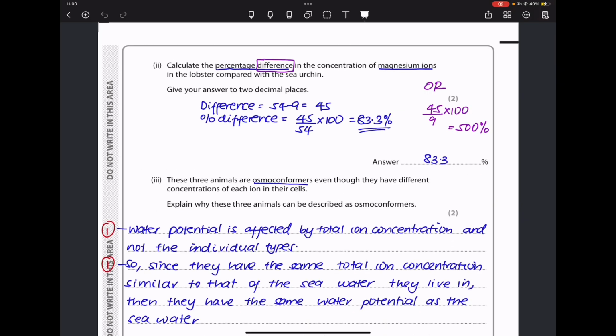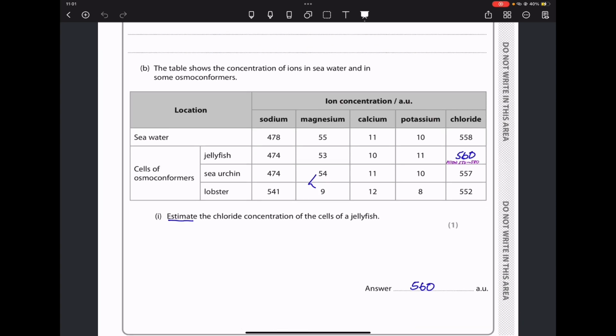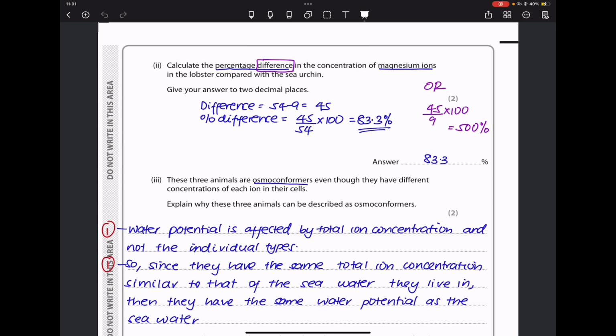Next, they say calculate the percentage difference in the concentration of magnesium ions in the lobster compared with the sea urchin. And they want you to give your answer to 2 decimal places. We go back to the table. We can see there is this concentration and that. So the difference is going to be 54 minus 9. So 54 minus 9 gives us 45. And therefore, percentage difference is going to be 45 divided by 54 times 100, or 45 divided by 9 times 100. And again, this is percentage difference. So the answer is 83.3% or 500%.